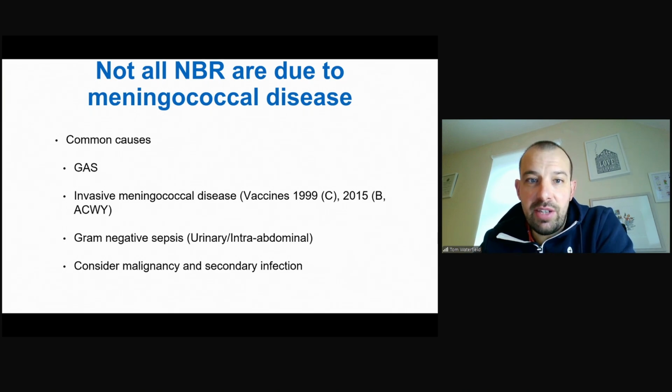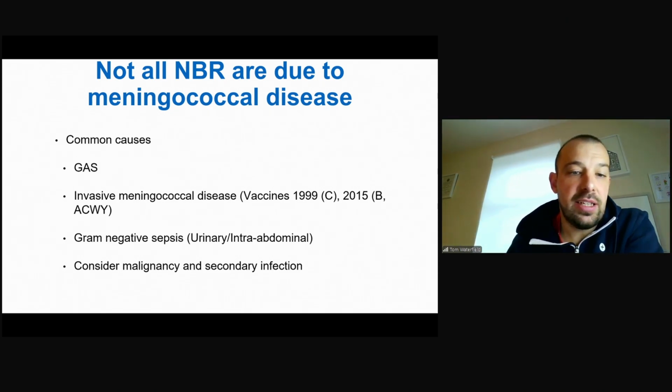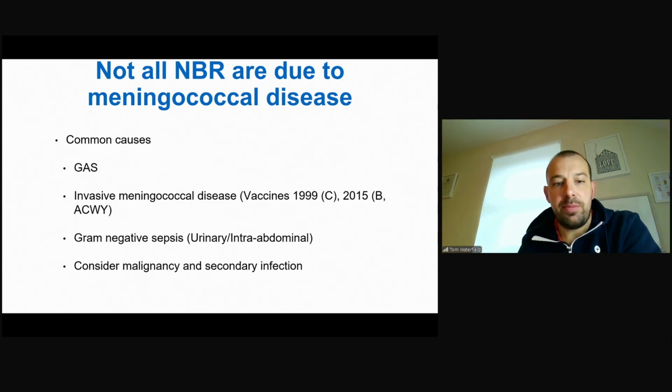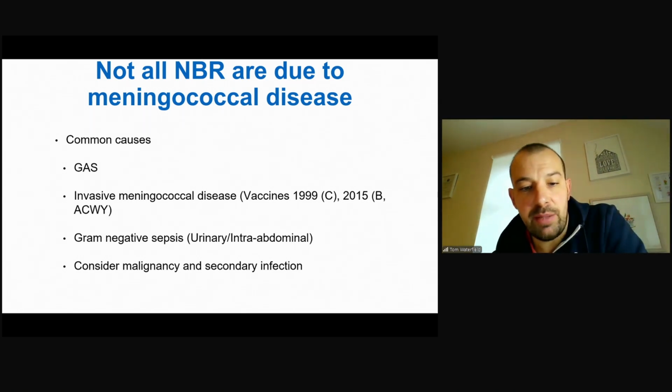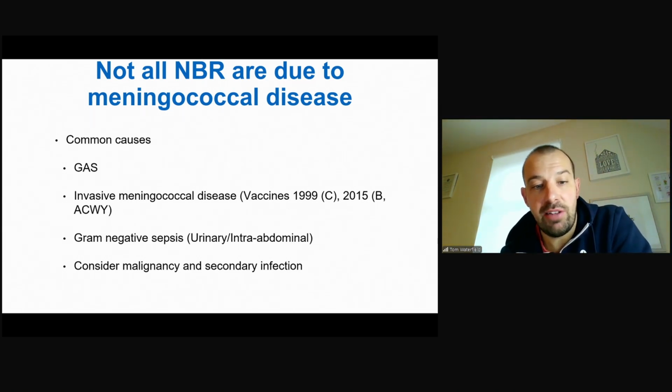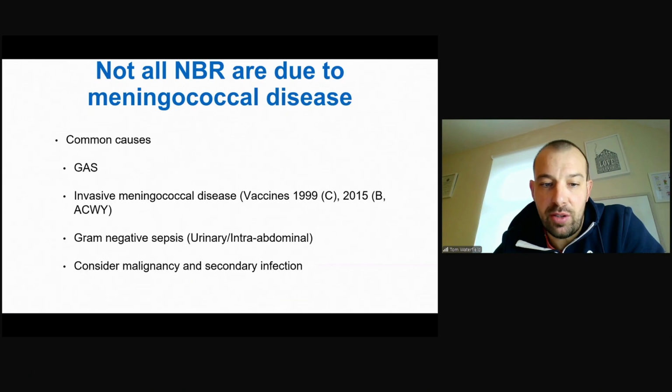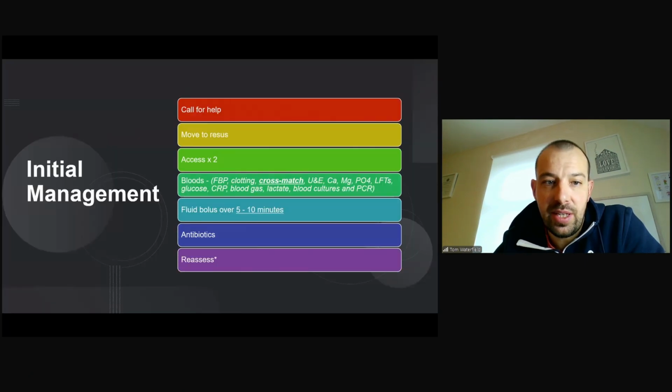So not all non-blanching rashes are due to meningococcal disease. Group A strep, we talked about. I mentioned invasive meningococcal disease and vaccines. Gram-negative sepsis: any sepsis, if you're sick enough, you'll get DIC and you'll get non-blanching rashes. And then also consider that child who has perhaps been tired, run down, with some unexplained bruises or spots, who's come in with a viral illness and actually may have malignancy, or could even have a neutropenia and secondary infection, although that is thankfully very rare.